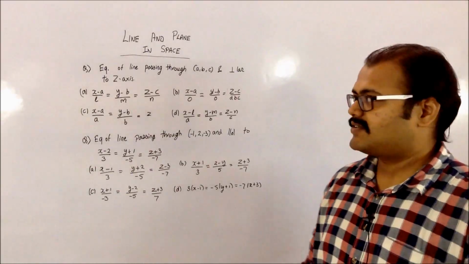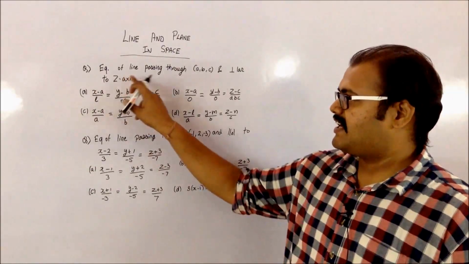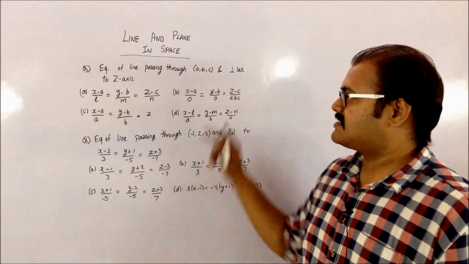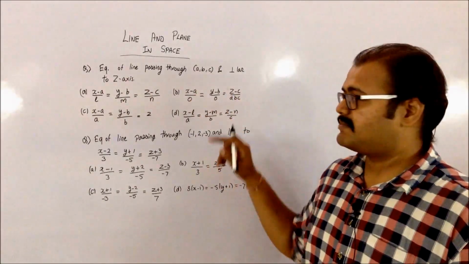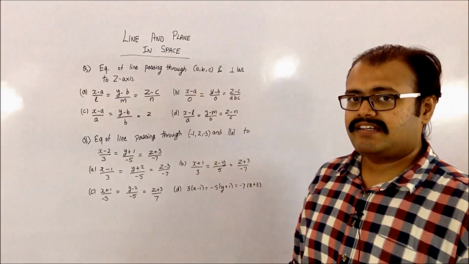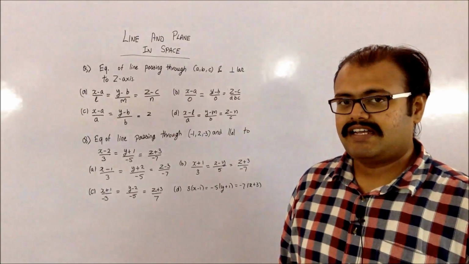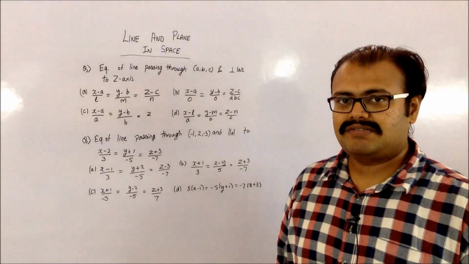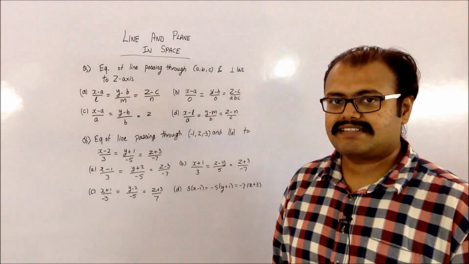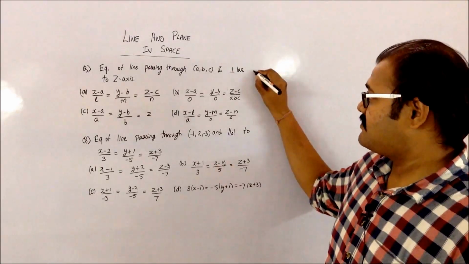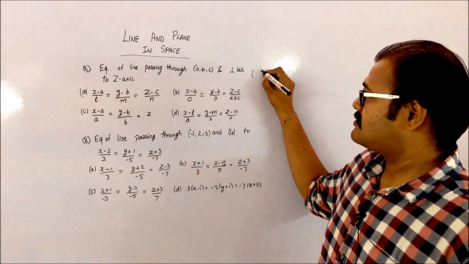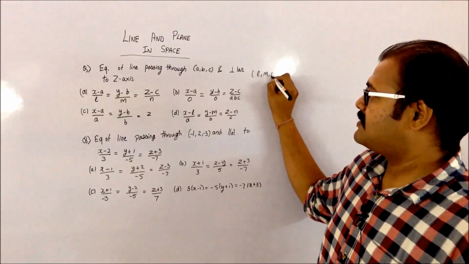So let's see the first question. We have to find the equation of a line which is passing through the point (a, b, c) and which is perpendicular to the z-axis. Now the line which is required is perpendicular to the z-axis, so it will have the directional cosines of l, m, 0.